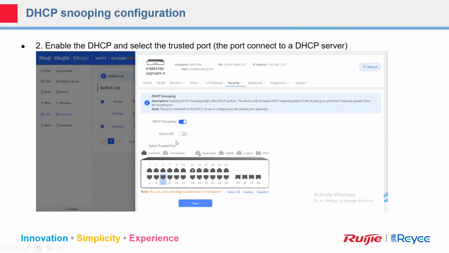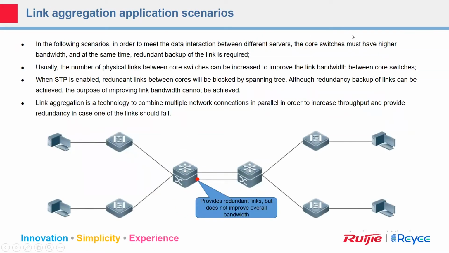As you can see here, for this example, port 6 is the trusted port for legal DHCP. And then you click save, and that's it.